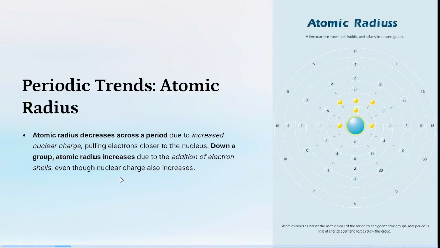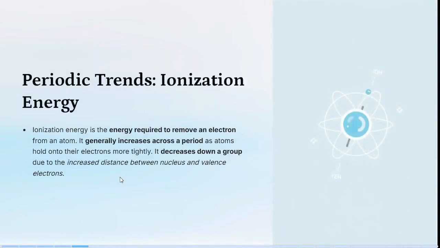So let's move on to the next trend. The next trend will be ionization energy. Ionization energy is basically the energy required to remove an electron from an atom. So the minimum energy required to remove an electron from an atom is what is called the ionization energy.